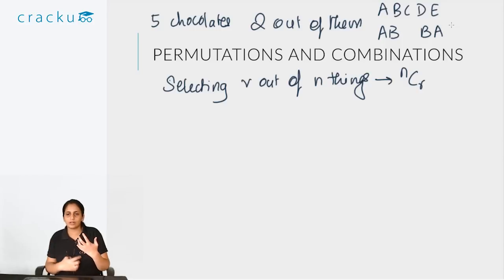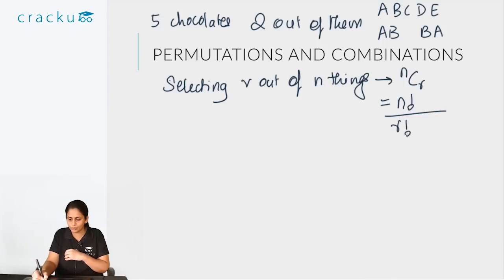The order of the chocolates is not important. When the order of the chocolates is not important, you are basically selecting things, and when you are selecting things, it's called combination. The formula for combination is nCr is equal to n factorial divided by r factorial into (n minus r) factorial.